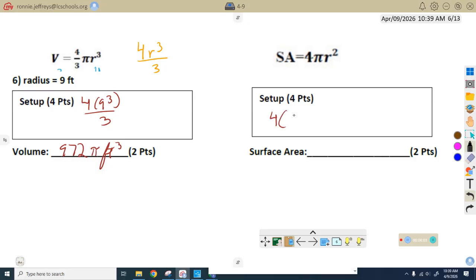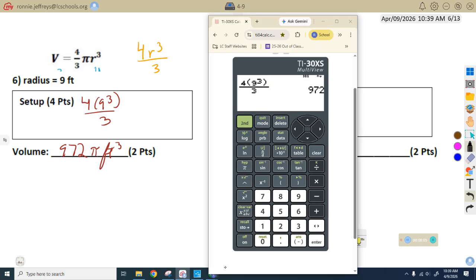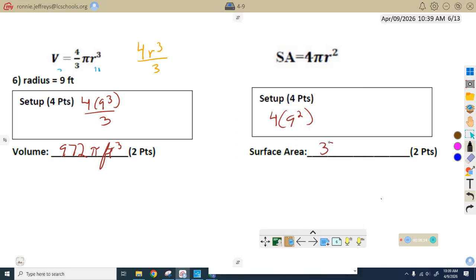Let's see, 4 times 9 squared. 324 pi feet squared. All right.